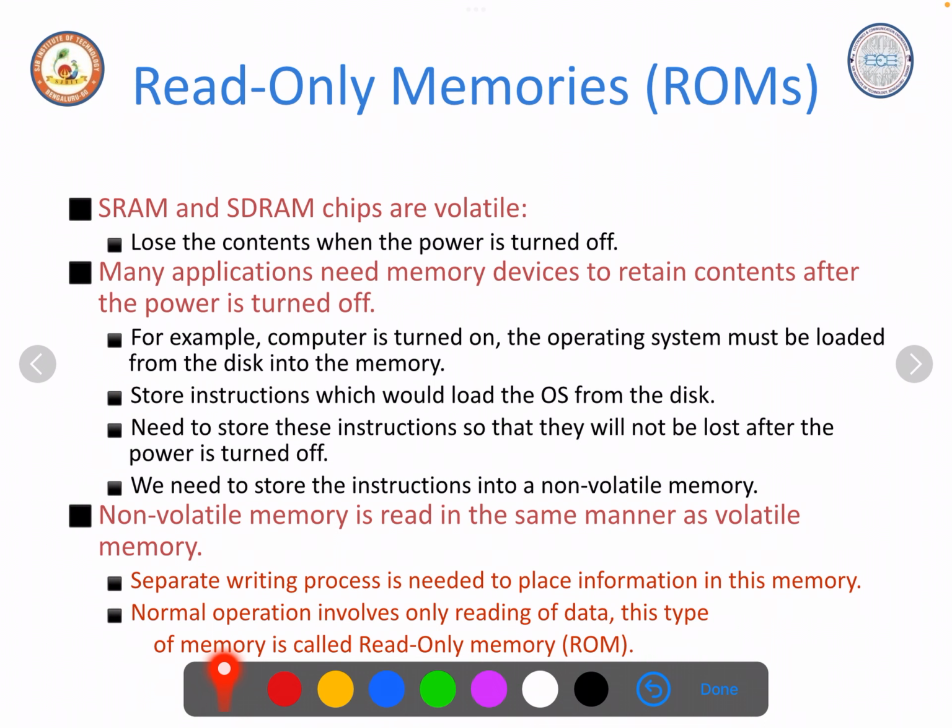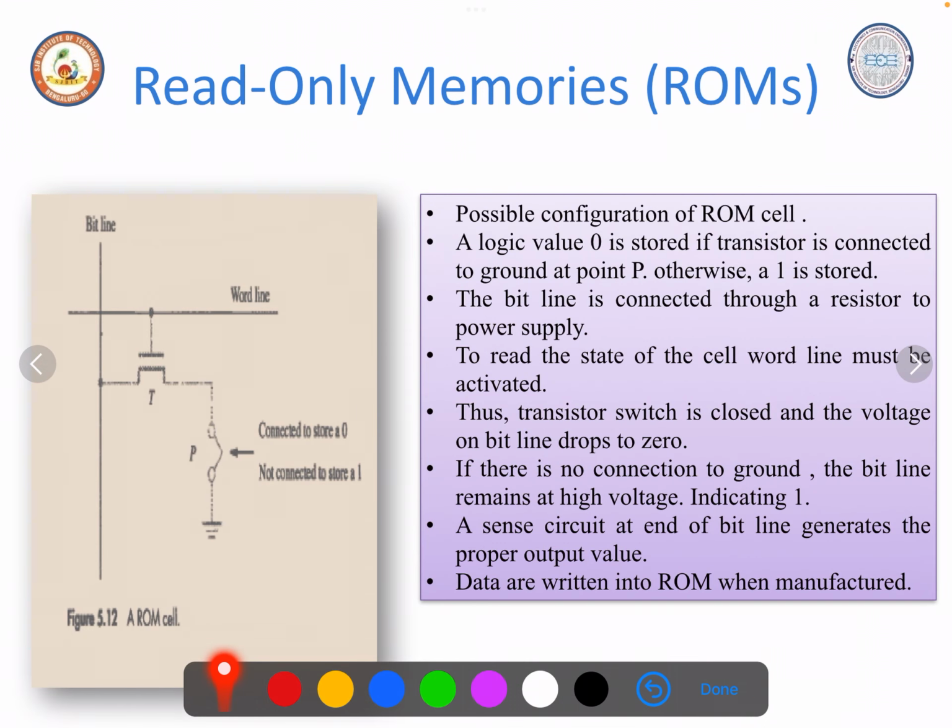Normal operation involves only reading of the data. This type of memory is called a read-only memory. Here you can observe read-only memory, same as your dynamic memory. Here you will have a capacitor over there, but here you have a latch kind of. So, here you can see the transistor T.